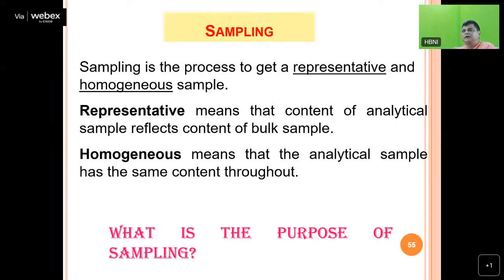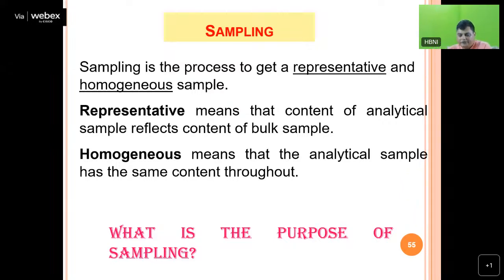See, sometime back I used the word hot particles. Because of any wrong procedure or wrong processing, you should not have developed any kind of hot particles. Okay, hot particles means that the content of the zinc in that particular portion is very, very high. So that is the meaning of hot particles. Homogeneous means that the analytical sample has the same content throughout.